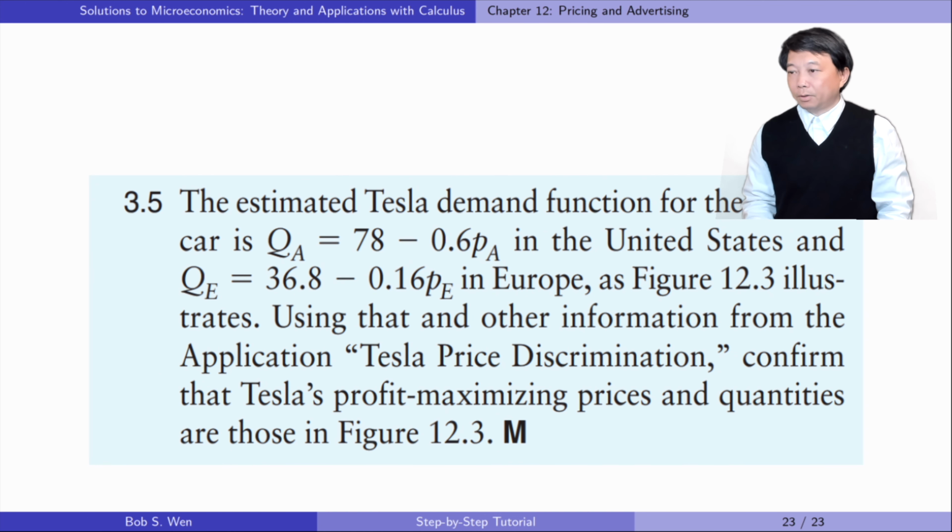Let's do exercise 3.5. The estimated Tesla demand functions are as follows in the United States and Europe, as figure 12.3 illustrates. Using that and other information from the application Tesla price discrimination, confirm that Tesla's profit-maximizing prices and quantities are those in Figure 12.3.